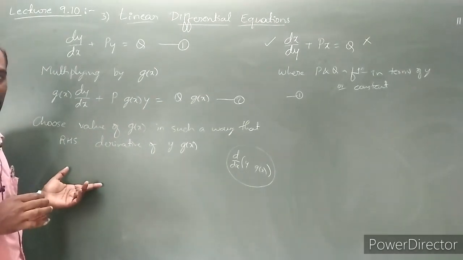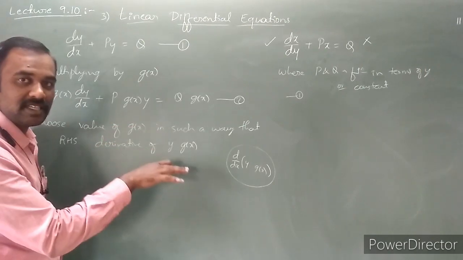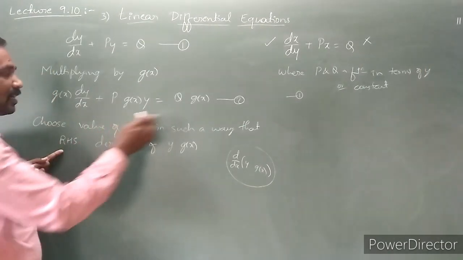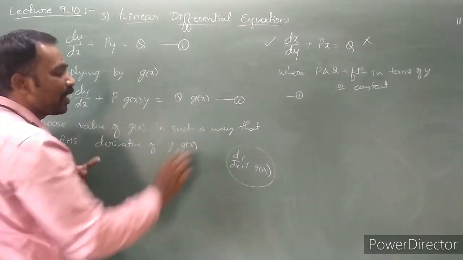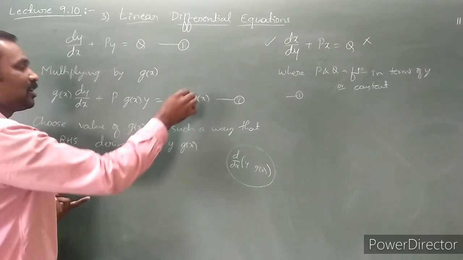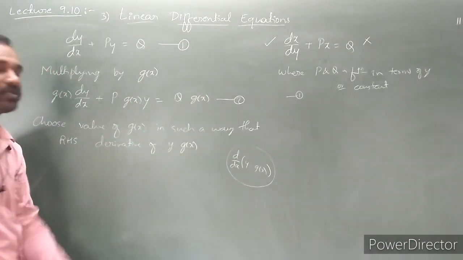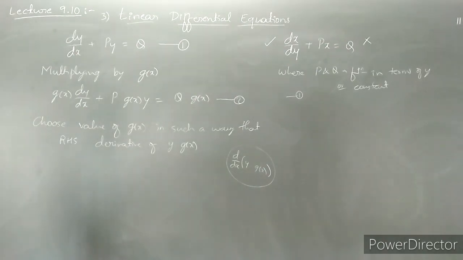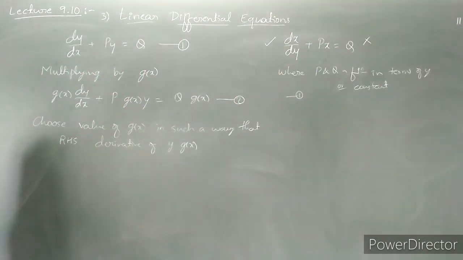Choose the g of x value in such a way that on the right hand side we get the derivative of y into g of x. Whatever the derivative of y into g of x is, that should come on the right hand side. In that way, we have to choose the g of x. So for that, I am just going to solve this.